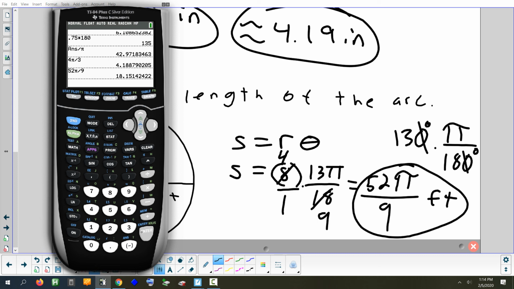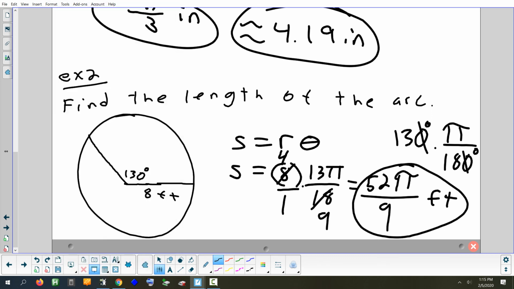So is the final answer the 52 pi divided by 9, or is it the 18.15? That's the exact answer, which is what I wanted in this problem. The 18.15 would be an approximate answer if they said to round it. They didn't really specify in the directions here at all. On the test, though, it will.